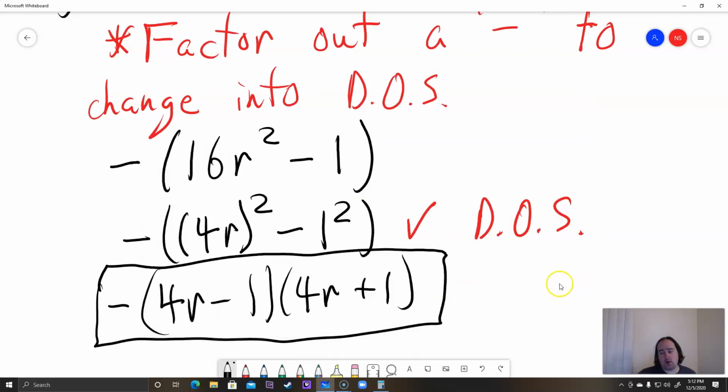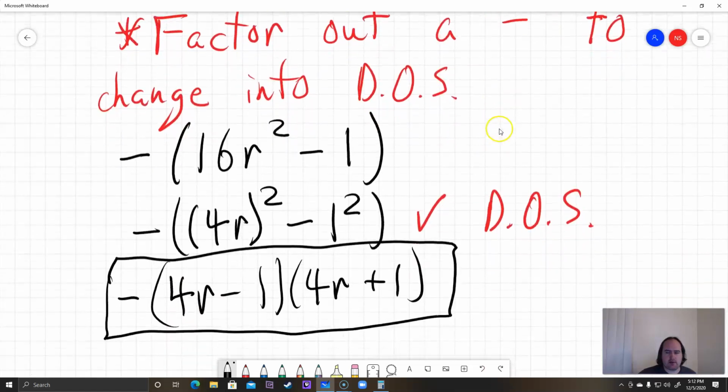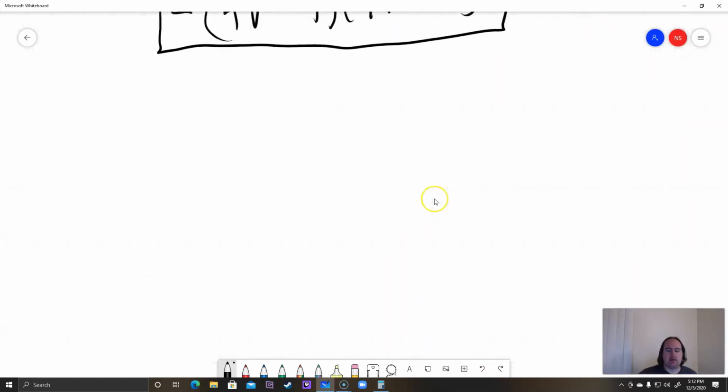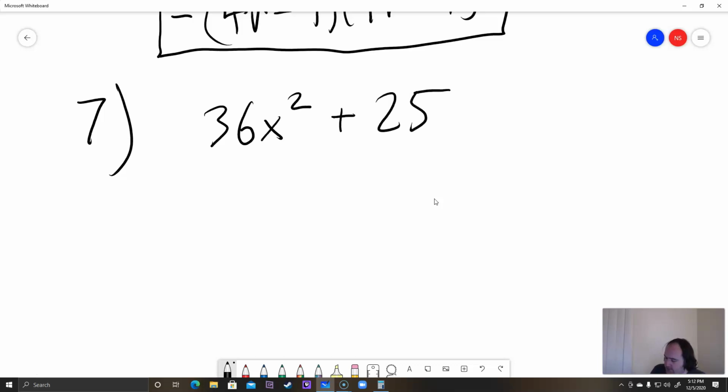Alright, so we're almost through with the difference of squares. I know that's a lot of problems, but I wanted to cover almost all the cases. So this last example of the difference of squares is probably the easiest one if you know what to do, but also the most confusing if you don't know what to do. So for this one, we have 36x squared plus 25. So here, this is not the difference of squares, this is the sum of squares.